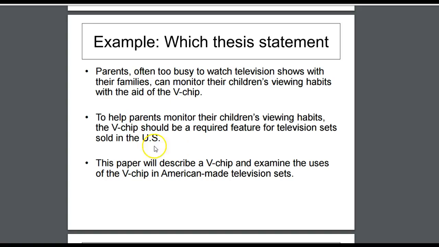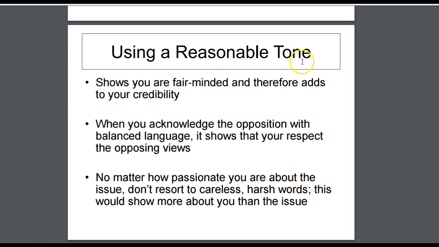So some people may say, no, we shouldn't require that. That may be an invasion of rights, or why add more to it? It may make the TVs more expensive. So then you would have to prove why we should have V-chips in our televisions. Use a reasonable tone. Make sure that you use a fair-minded tone, have credibility, don't use harsh words. Even for the opposing side, show respect always. I mean, think of yourself as in a debate. You should be respectful, although some of our presidential candidates have not been showing that at all.